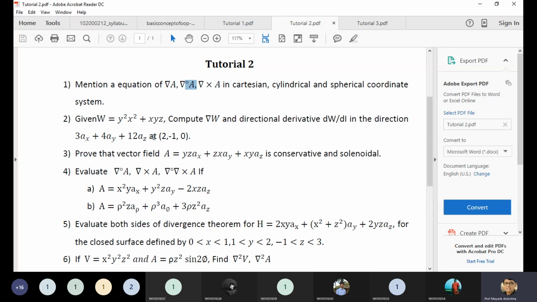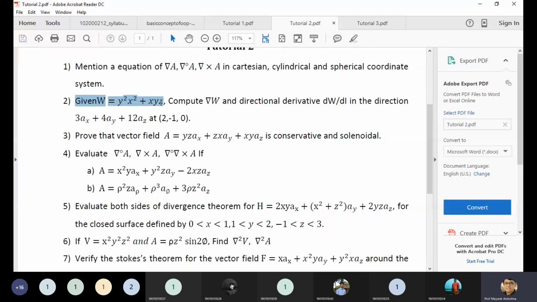Second example, some scalar components are given. You can see W is equal to y squared x squared plus xyz. This is nothing but a scalar. You have to find delta W, which is the gradient of the scalar, and the directional derivative. It means you take the dl given over here, which is 3ax plus 4ay plus 12az. You can find the directional derivative by taking the gradient of the scalar and dividing by dl, and you have to put in the values 2, minus 1 and 0.